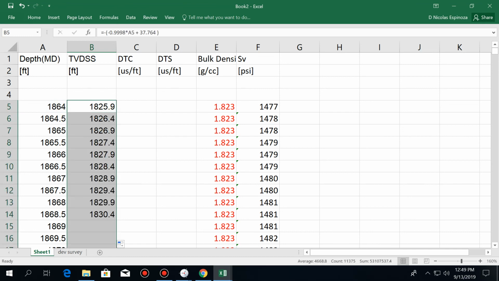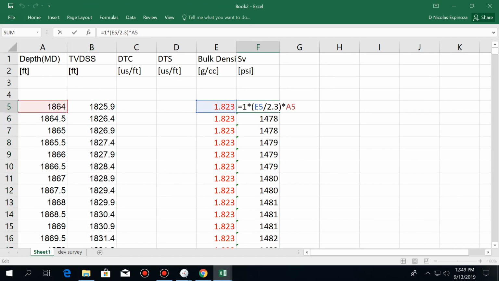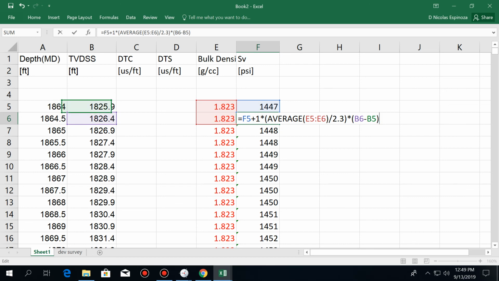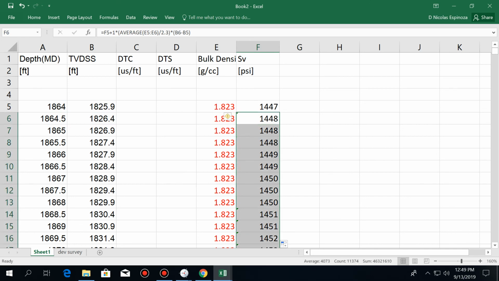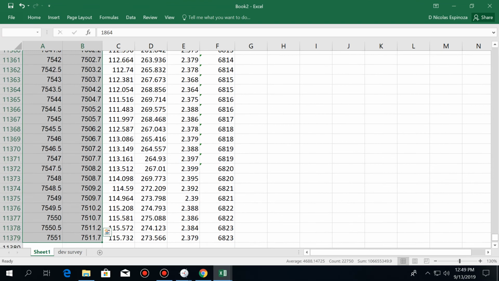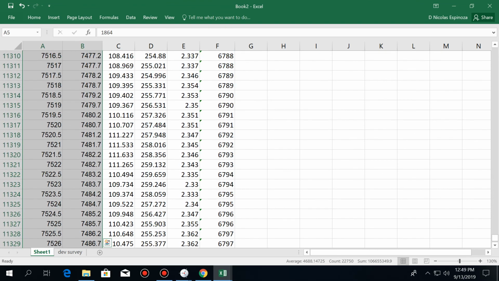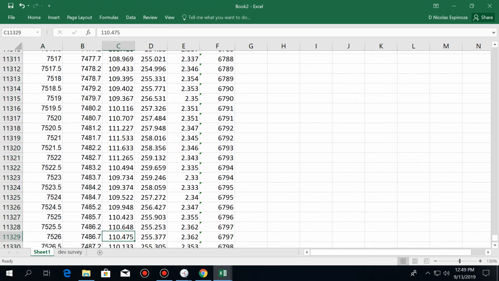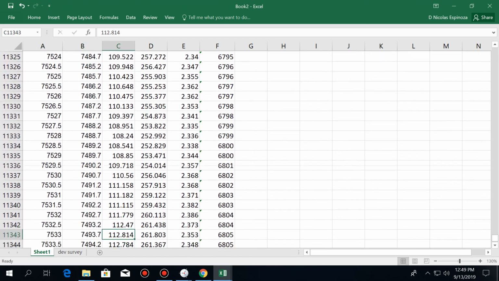Again, just copy everything, and now instead of using MD, I'm going to use the correct value, which is true vertical depth. And I need to correct that one, and I need to correct this one, and I need to correct the rest as well. And now that I have all of that, I can plot SV as a function of true vertical depth sub C.